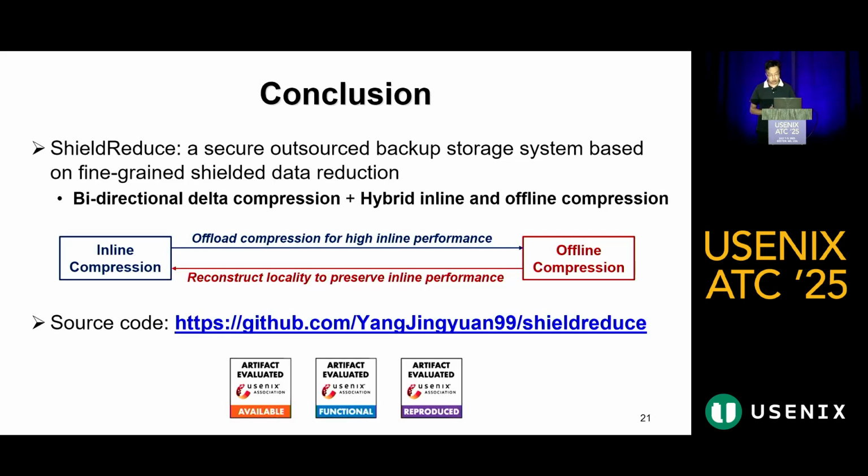So this is the conclusion. ShieldReduce is a secure outsourced backup storage system based on fine-grained shielded data reduction. It combines bi-directional data compression and also hybrid inline and offline compression. In the paper, we also have more experimental results, particularly on micro benchmarks, to identify how each component contributes to the performance gain and what the overhead of different steps is. So you can refer to the paper for the details.